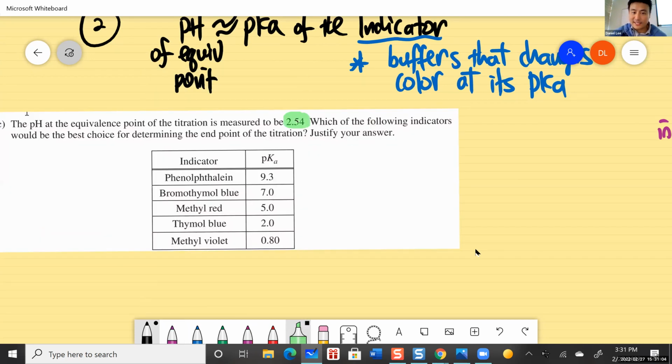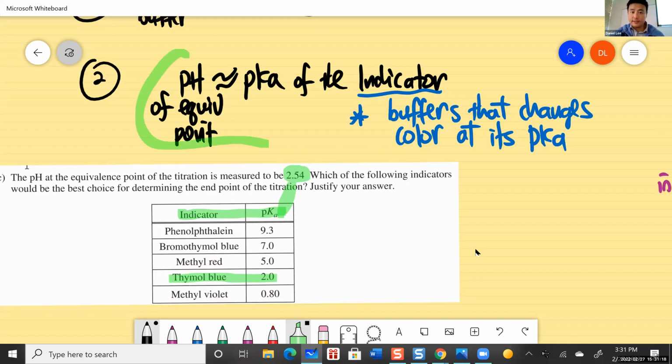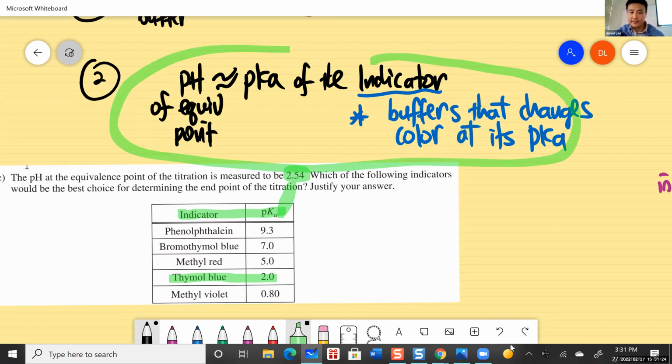But you cannot see color change. So you got to pick the indicator. So the pKa must be as close to 2.54. So the best answer is that. That's it. Okay, you justify your answer by writing that right here. Indicator changes color at its pKa. Thymol blue has a pKa closest to the pH at equivalence point.